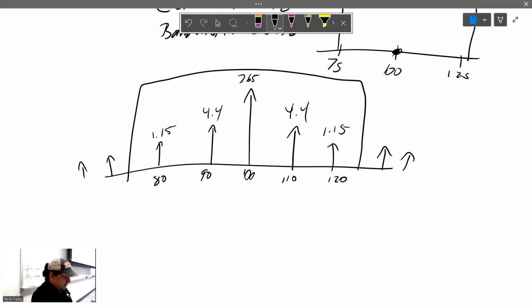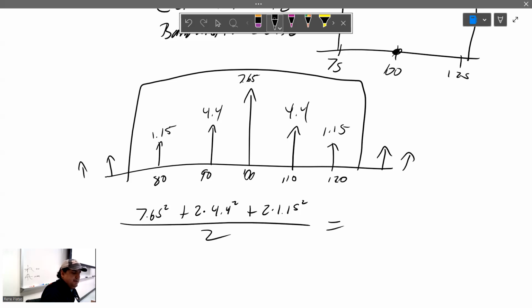So what's the power in this bandpass filter? It's gonna be 7.65 squared plus 2 times 4.4 squared plus 2 times 1.15 squared, all of that divided by 2. It's gonna be equal to 49.94 watts.